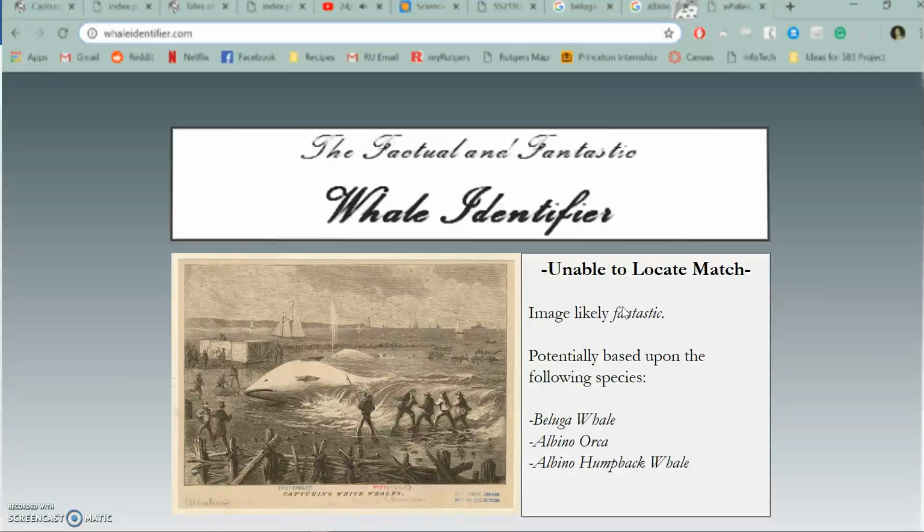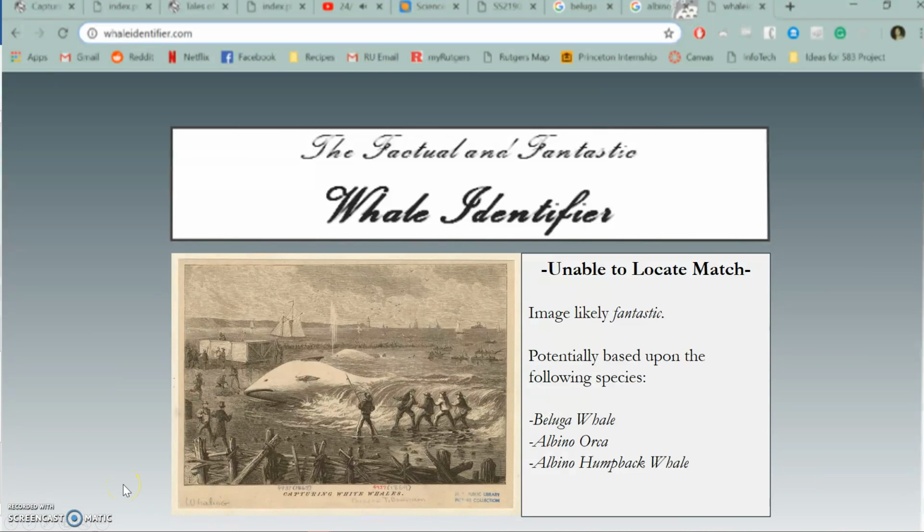So our database might conclude that it's unable to locate a match, but the image itself is likely fantastic from this inability to find a match. So we can say that it's potentially based upon the following species: beluga whale, albino orca, albino humpback whale. And it could be a combination of the three, or even other features from sharks, fish. You can see the fin looks very fish-like instead of marine mammal-like.